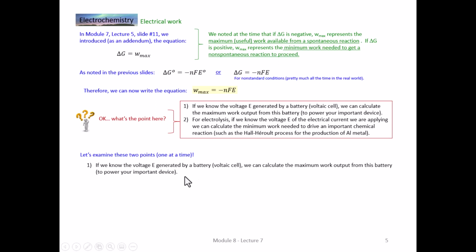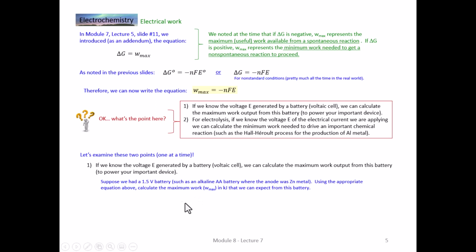If we know the voltage generated by a battery, a voltaic cell, we can calculate the maximum work output from this battery to power your device, whichever you think is important to power at the time. So let's suppose we had a 1.5 volt battery, such as an alkaline AA battery, where the anode was zinc metal. Using the appropriate equation above, we could calculate the maximum work in kilojoules that we can expect from this battery. So let's do that calculation.